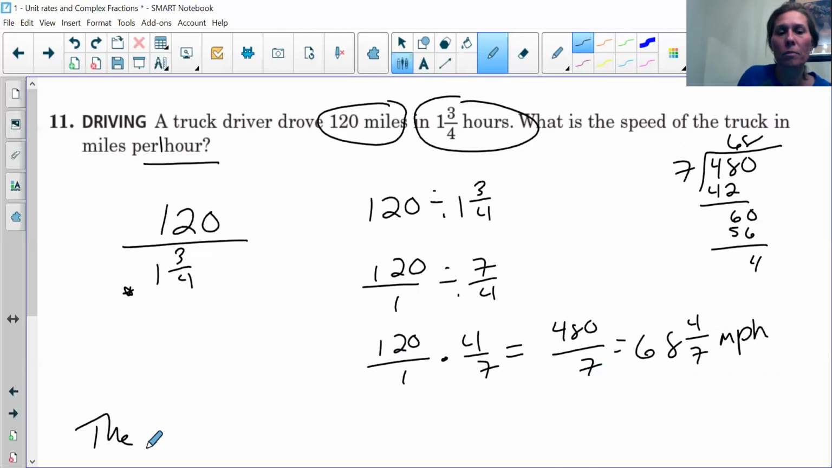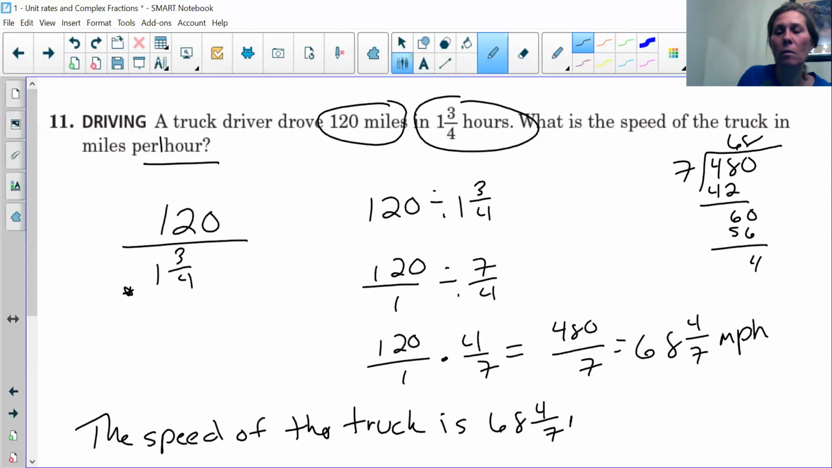So what's the speed of the truck in miles per hour? The speed of the truck is 68 and 4/7 miles per hour. And oh, I did a boo-boo.